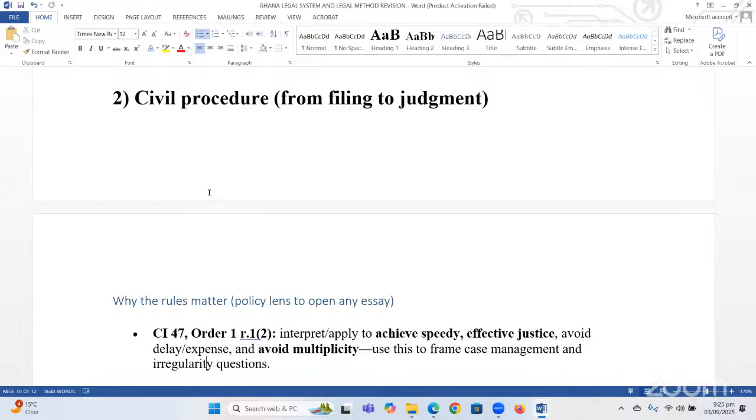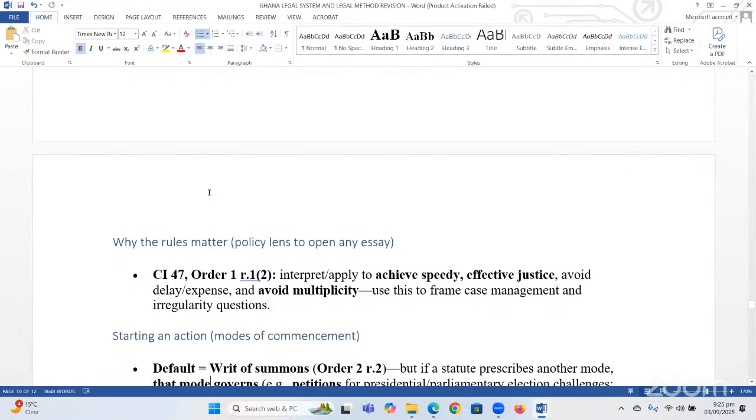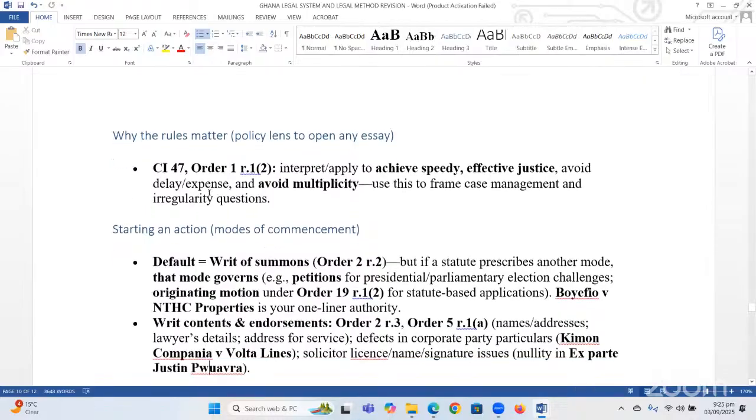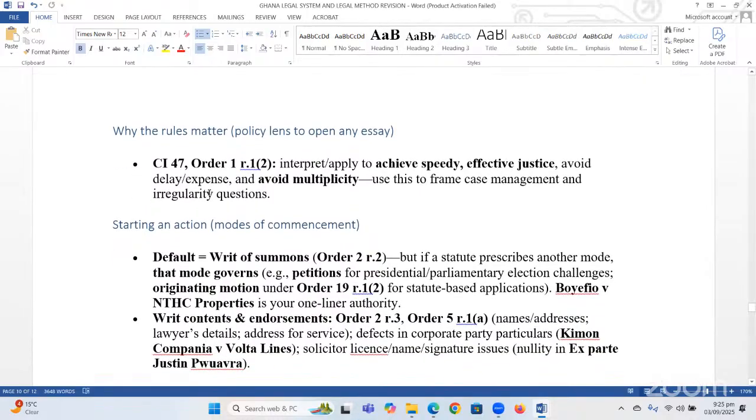Maybe for civil procedure, what you need to remember are just the processes, okay? How do we start a civil procedure? At this elementary stage, what you need are the processes: the writ of summons, statement of claim, entry of appearance, statement of defense, counterclaim, reply, application for directions, witness statements, case management, and then the trial. Those are the things that you need at this stage.